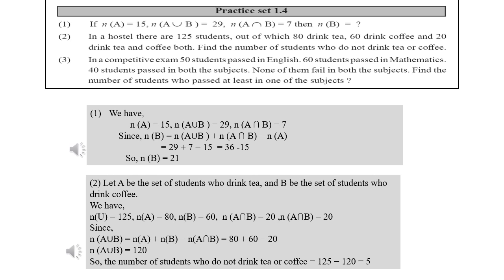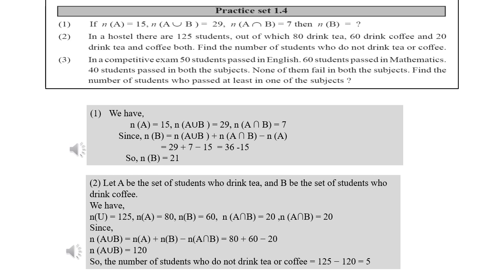Now why universal and not union? Universal because here we have a combination of students who drink tea, who drink coffee, who drink both tea and coffee, and students who do not drink any of these two. Correct? Therefore 125 is the universal set. Okay. Next they have given n(A) is 80, n(B) is 60. n(A intersection B), the ones who drink both, is 20. Okay. We have to find out how many of them do not drink either of the drinks.